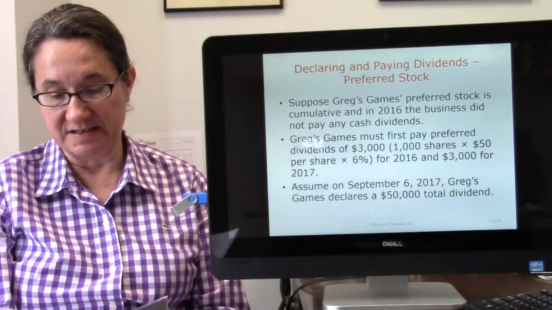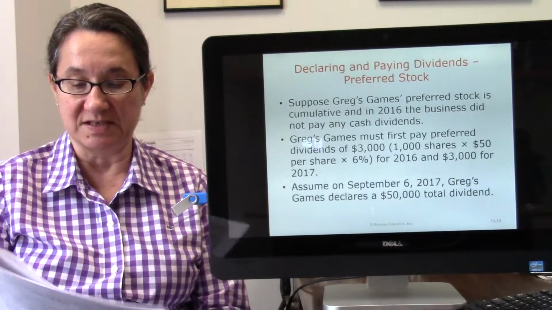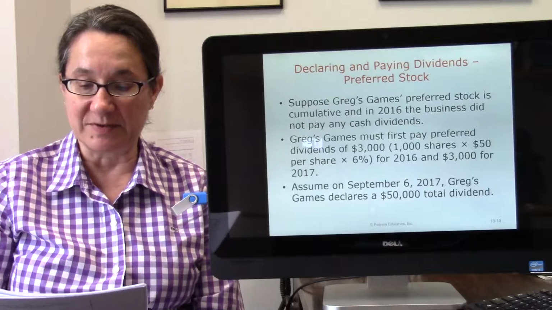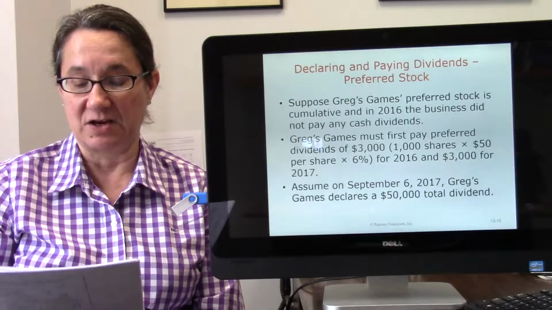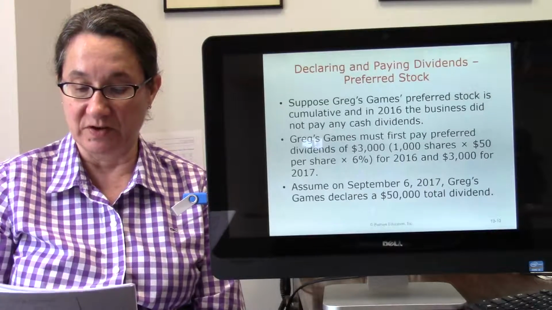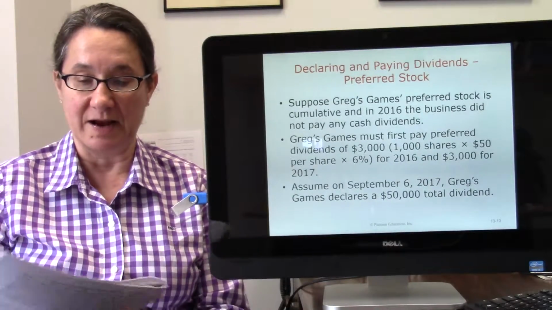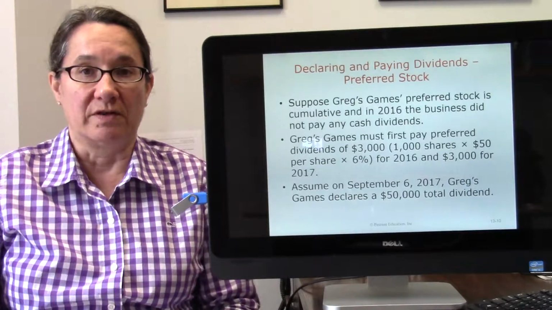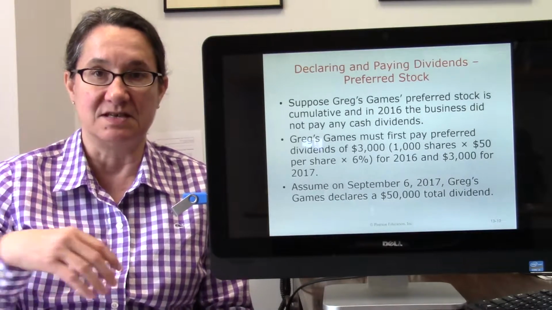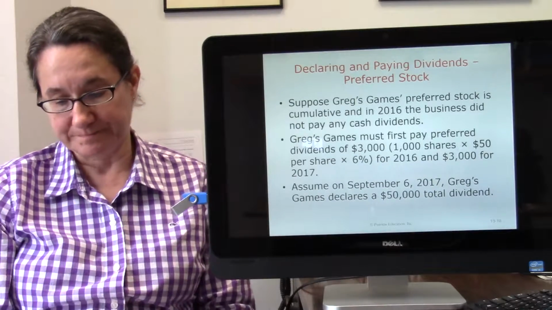If the year's dividend is equal to or less than the annual preferred amount, the preferred stockholders will receive the entire dividend, and the common stockholders will not receive a dividend that year. But if Greg's Games dividend is large enough to cover preferred, the preferred get their regular dividend, and the common stockholders receive any remaining amount. So they could actually get more than the preferred. Just depends how much the dividend declared is. The preferred people always get theirs first.